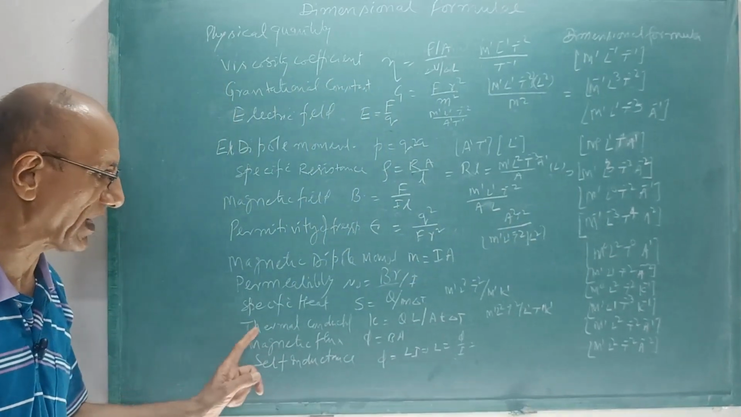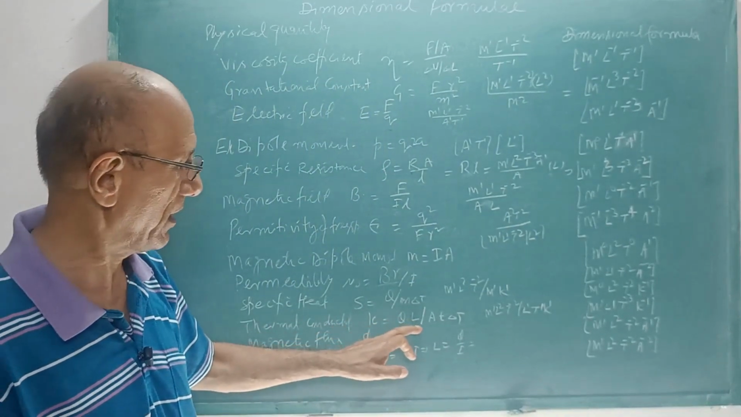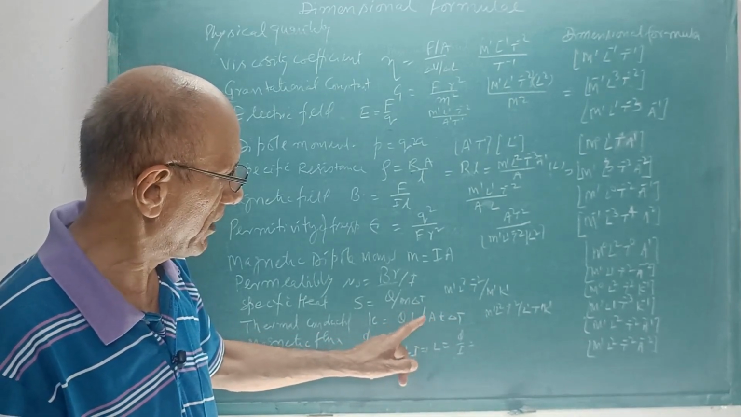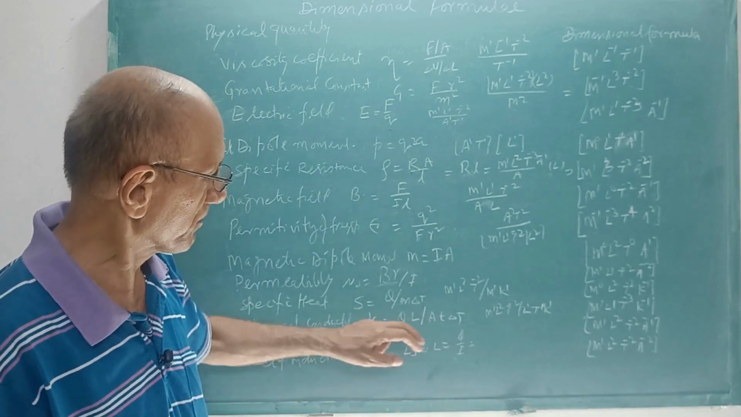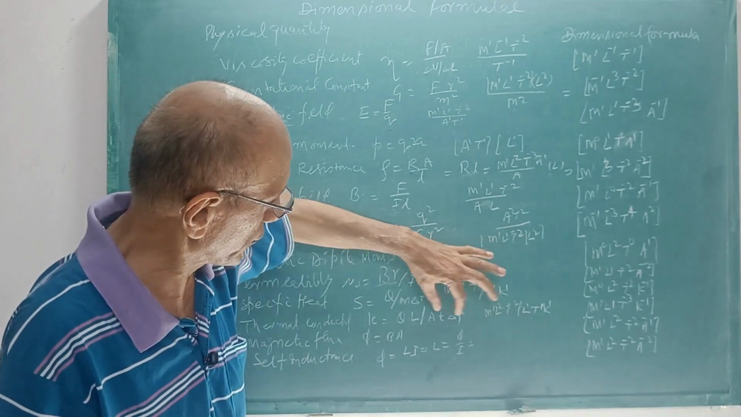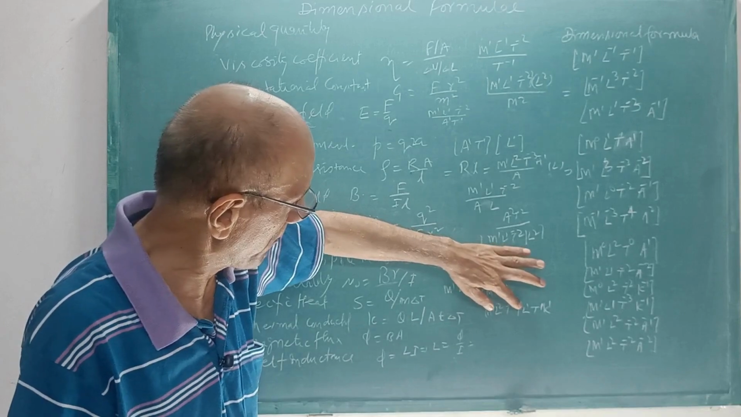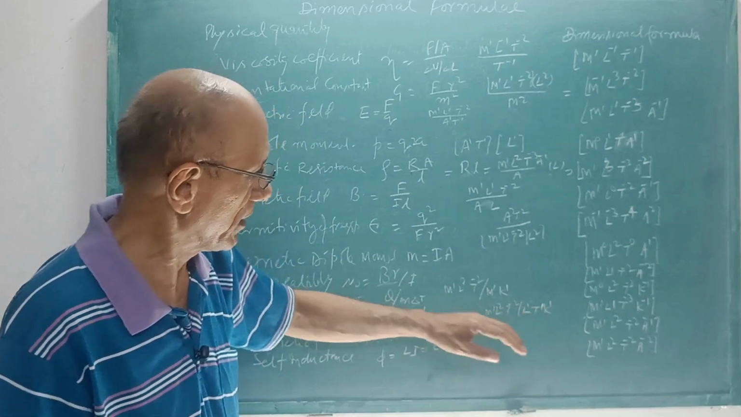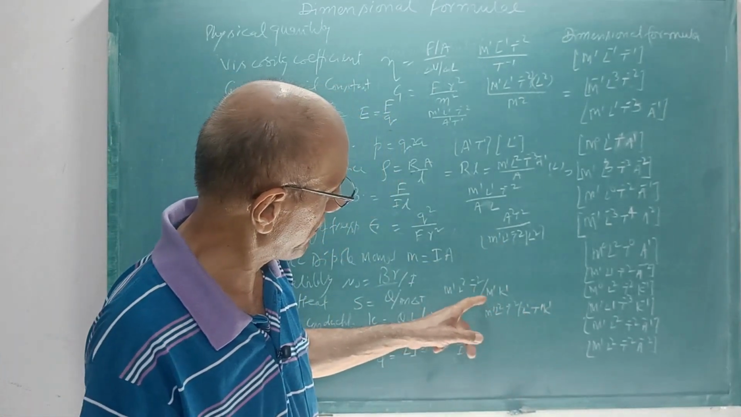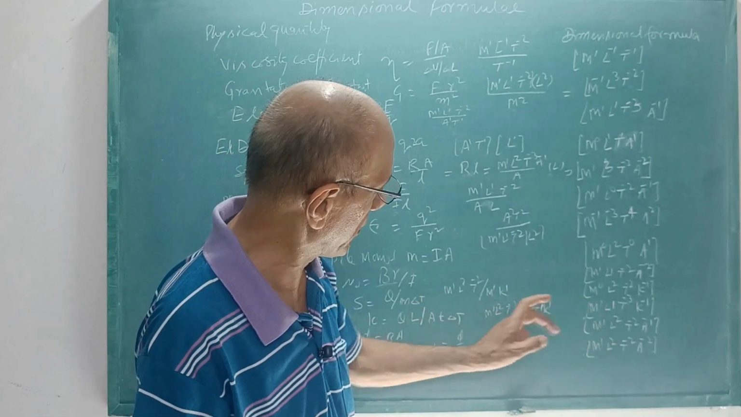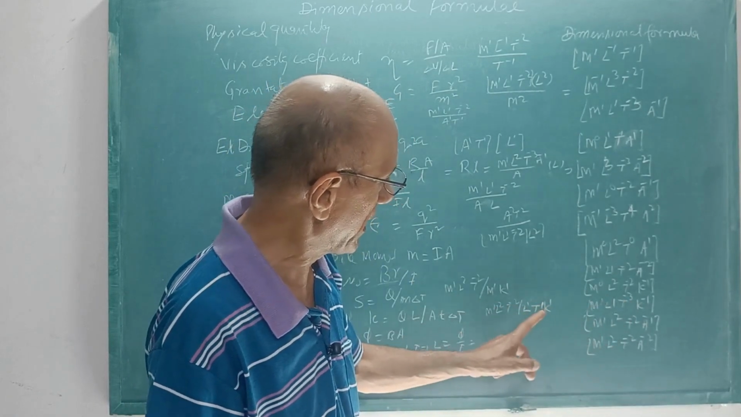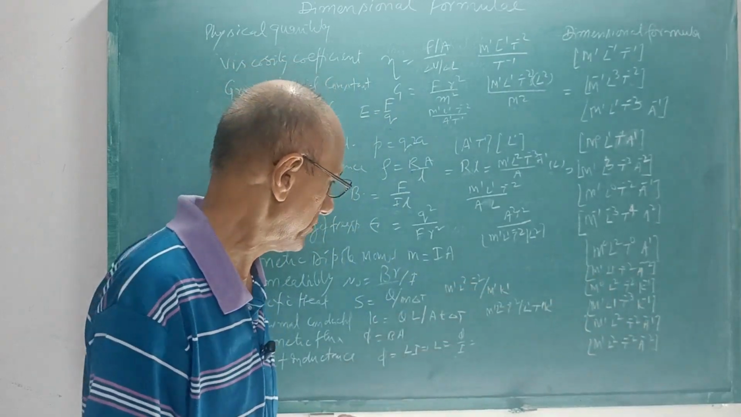Now you can have thermal conductivity K is Q into L divided by A into T into delta T. L upon A will remain L divided by. So M1 L2 T minus 2, this is the heat, divided by L power 1, this is the time T1, and here's the Kelvin K1. So when this L1 comes up, it will become M1 L1, 2 minus 1 is 1, and T minus 2 minus 1 is T minus 3, and K becomes minus 1.